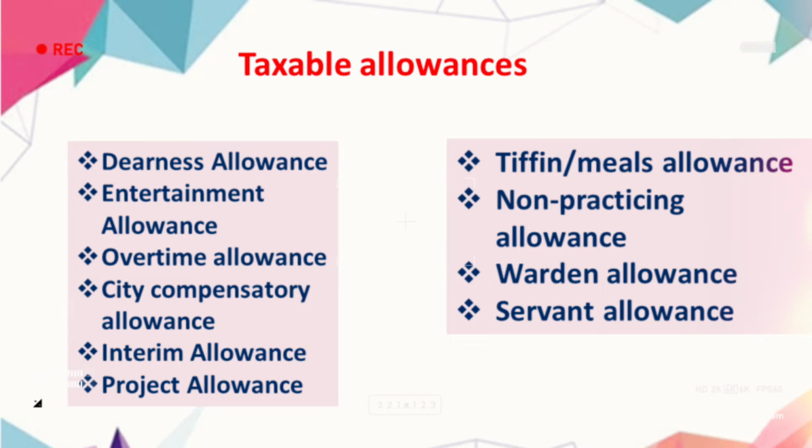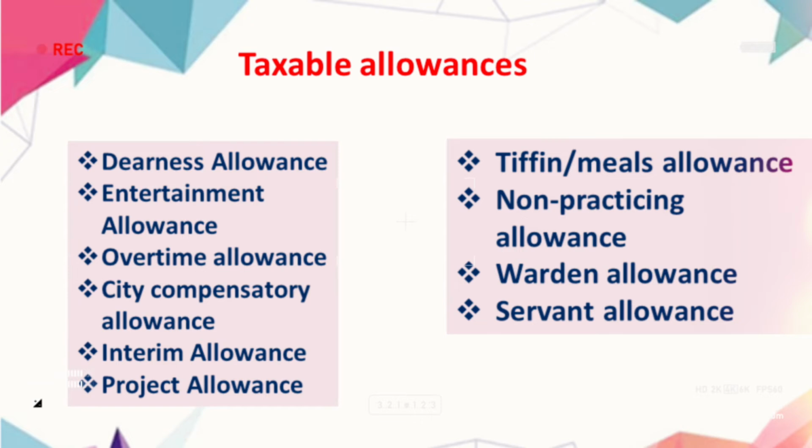Next one, overtime allowance. This allowance is received by employees who work more than the operational hours decided by the company. Next one, city compensatory allowance. It is offered by the company to its employees to compensate for a relatively high cost of living in metropolitan cities. Interim allowance is an allowance provided by the employer instead of final allowance, and it is entirely taxable.